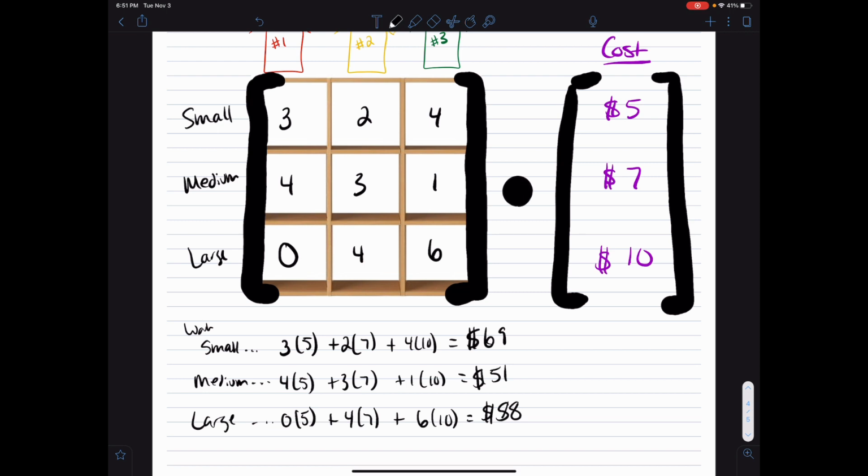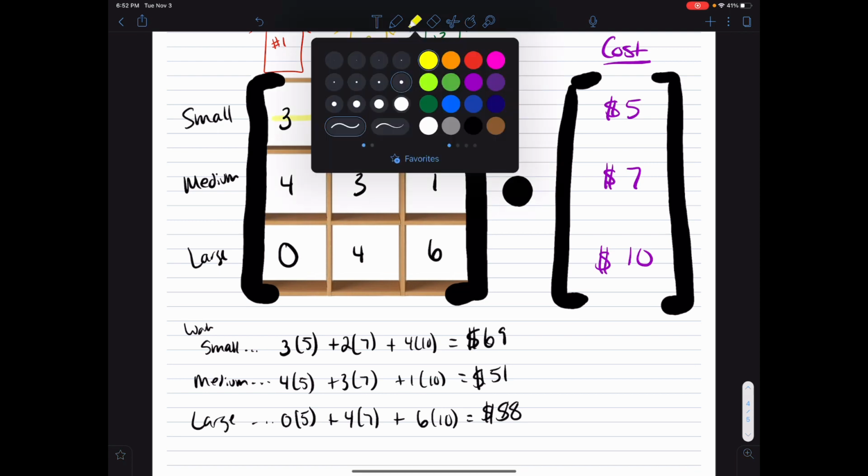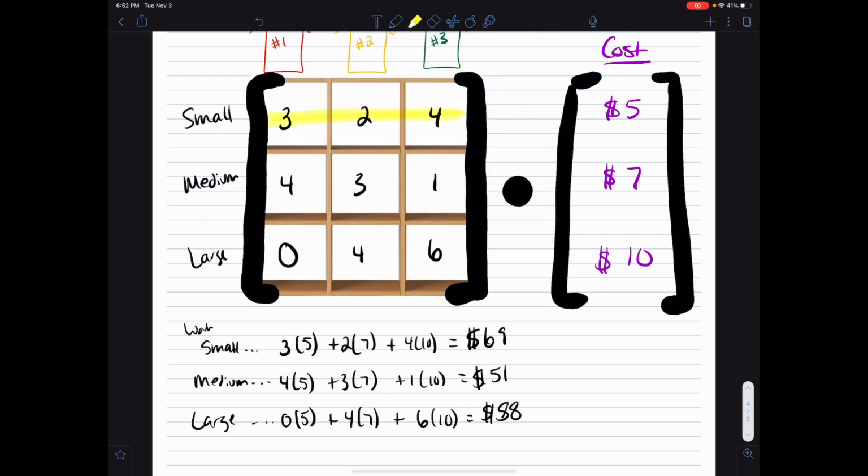But what I want us to see is what we did. We have this general idea, and this is written already on your notes, that we multiplied this row, right? Remember, rows go left and right. So we took this row. These were all the smalls. So we had 3, 2, and 4. And we multiplied them by this column. Remember, columns go up and down. So 5, 7, and 10. And we just kept doing that over and over. We took this row, and then we multiplied it by this column.